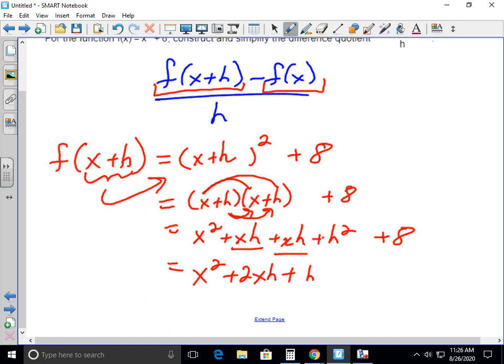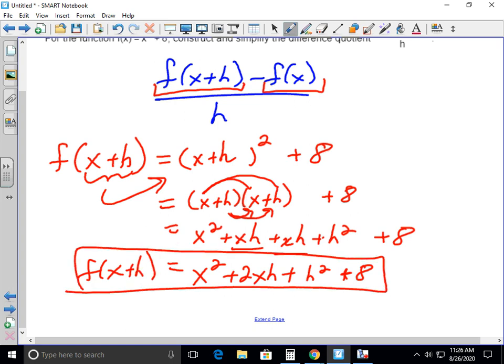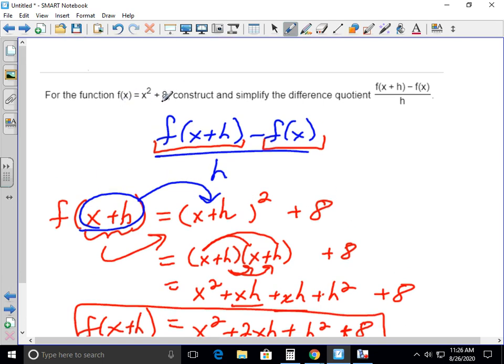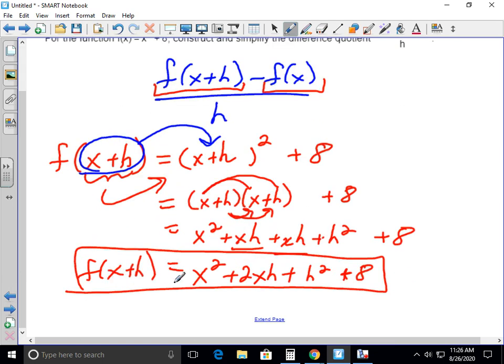And we have an h squared, and then we have a plus 8. And that's as far as we can simplify f of x plus h. We replaced our original variable, which was x, with that whole expression. We simplified it. So if f is this, f of x plus h is all of that.